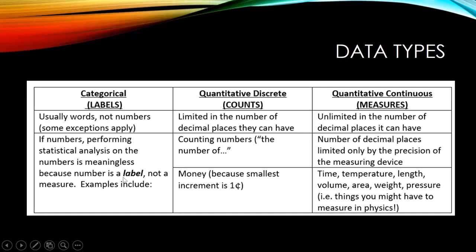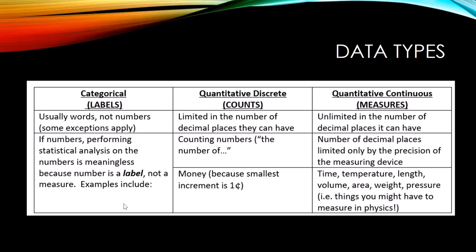So as you can see, I have a blank here for the examples because I stole this from my guided notes. So I'll just tell you some of the examples would be like your social security number, maybe numbers on a license plate. A phone number is a label. If I took my 10 best friends' phone numbers and I averaged them together, that would not be meaningful. Okay, so again, many times numbers can act as labels.